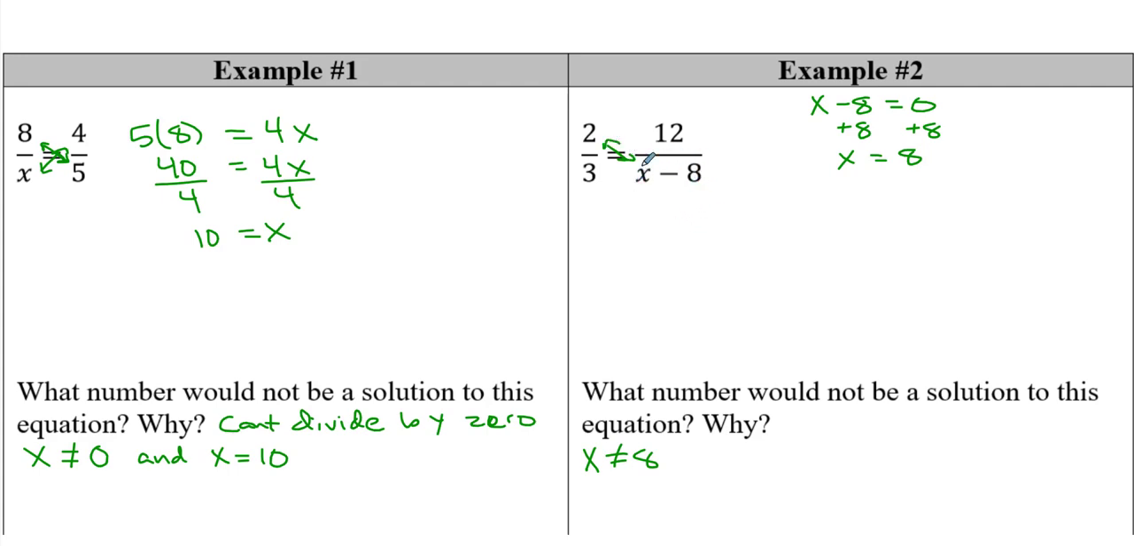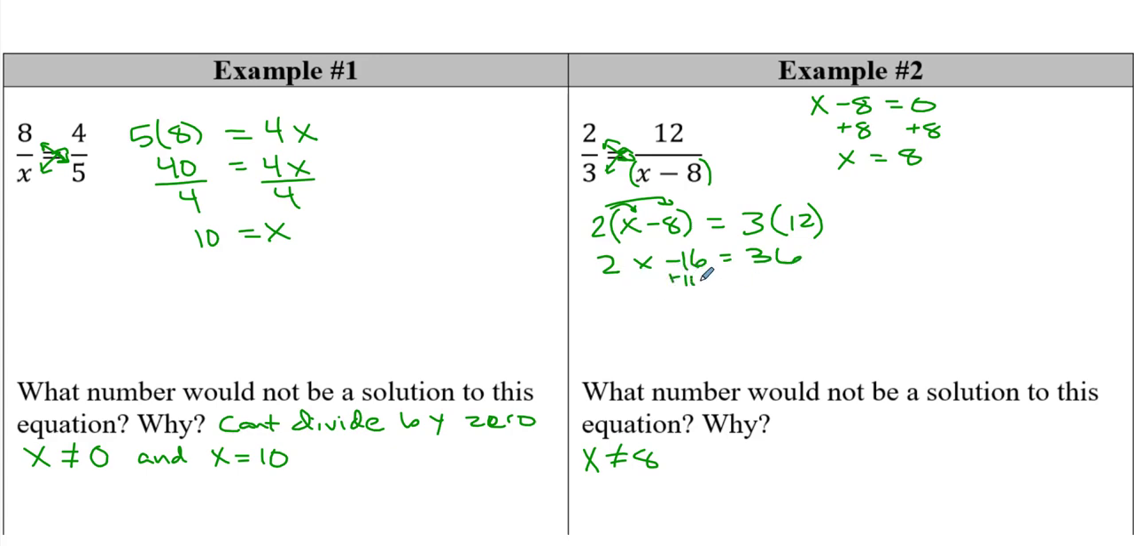Remember, this is a group. So if you multiply one factor to another factor that is a group, you must put that set of parentheses. So we have 2 times the group of x minus 8 is equal to 3 times 12. So we got 3 times 12. And you guys know how to solve this. We distribute first, right?